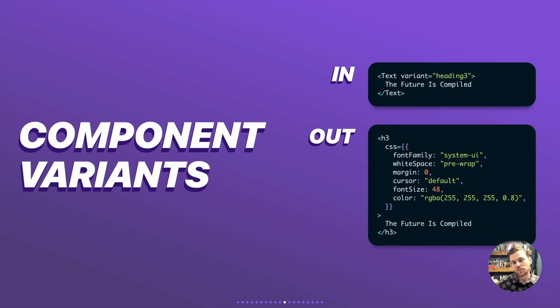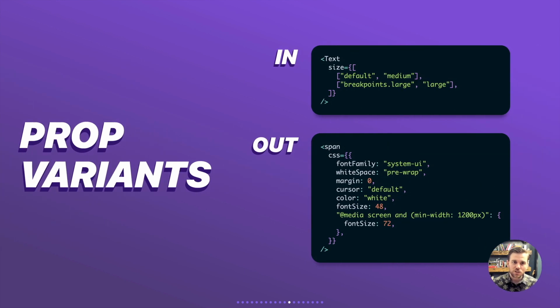Next, we have prop variants. These are slightly different and don't require configuration, but rather allow setting different prop values based on theme properties like breakpoints or any Boolean value of your choosing. Again, using a compiler, we can optimize the component for the platform they are rendered to.